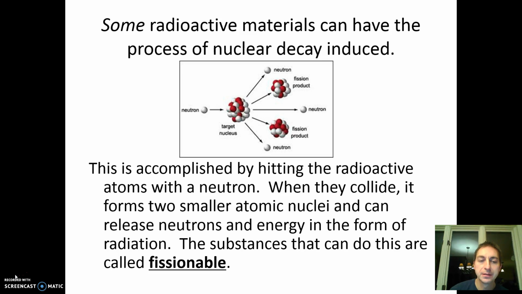So what do you need? You need something called fissionable material. And so here's what fissionable material is. It's something where you can induce radioactive decay by hitting the nucleus of the atom with a high-speed neutron. So if you collide a neutron with that target nucleus, you can cause it to go through fission and speed up the process in a sense. So these atoms are called fissionable substances, and fissionable substances would be a requirement for a nuclear power plant.